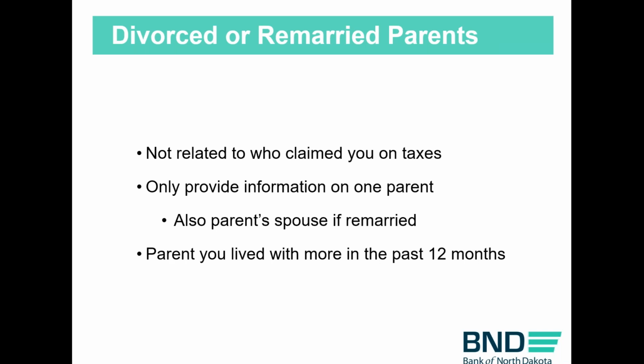A couple common misconceptions is that it's related to which parent claimed the student on their taxes. Sometimes in divorced households, the parents will alternate who claims the child on their taxes, and it's not related to this. So it's strictly who the student lived with the most over the last 12 months. So even though you switch back and forth on that, that is not something that you should do on the FAFSA. It will create more problems than it will solve. So consistency on the FAFSA beyond that first year is really, really important. So that is divorced or remarried parents.